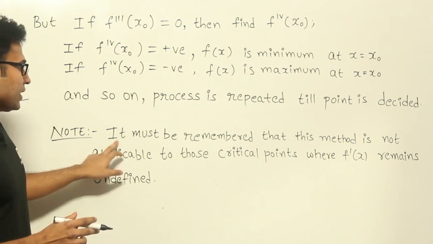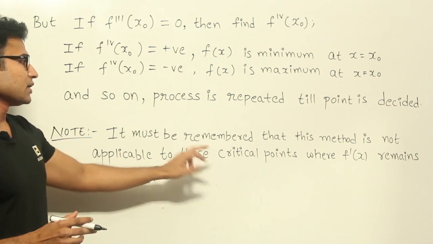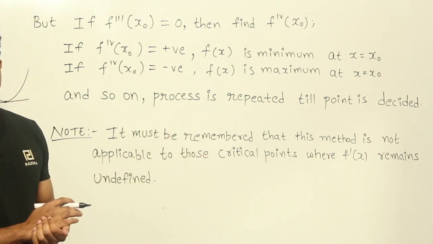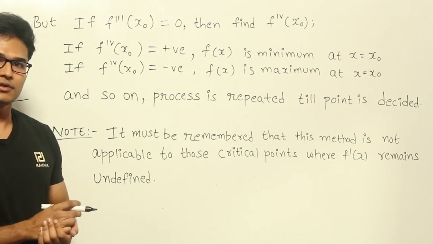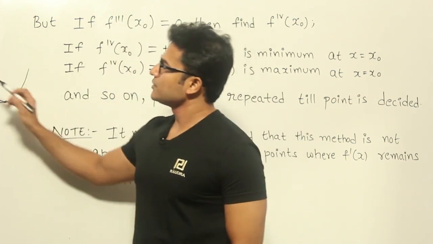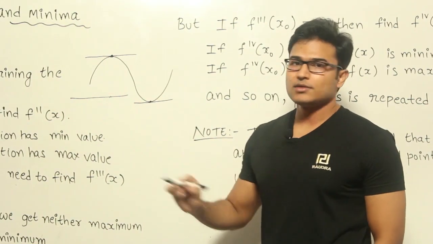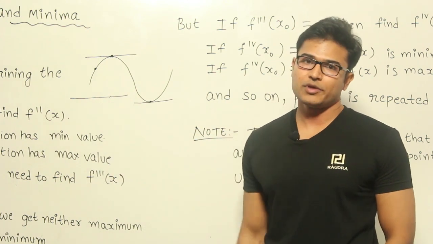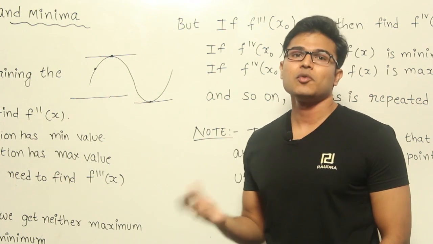One more thing to remember is that this method is not applicable to those critical points where f dash of x remains undefined. Whenever you find that f dash of x does not exist, you cannot apply this method. One more point: these points are called stationary points. If you get any other point which is not one of those, then it is called an inflection point. An inflection point means a point which is neither a minimum nor a maximum.